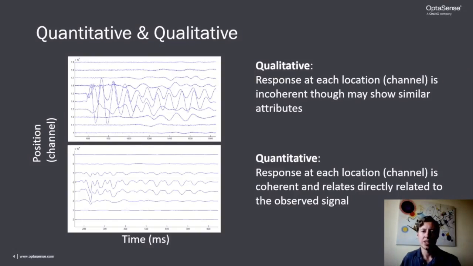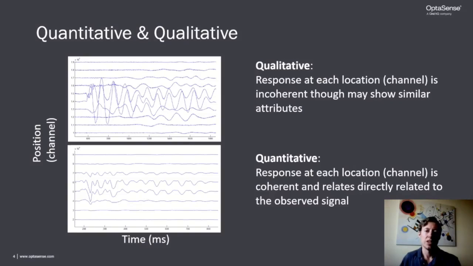In the slide images, we can see the difference between the effect of an impulse-like event on each of these systems. In the first case, channels in the vicinity of the impulse show an effect, but there is no relationship between the responses. While on the quantitative system, the response of each channel is coherent, and the amplitude provides a measure of the change in the optical path length. This allows far more information to be extracted from the data.